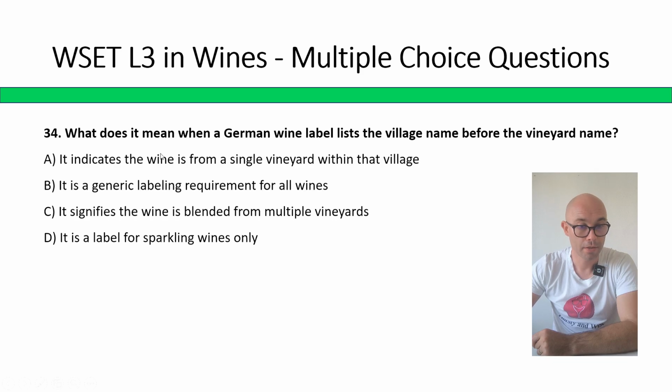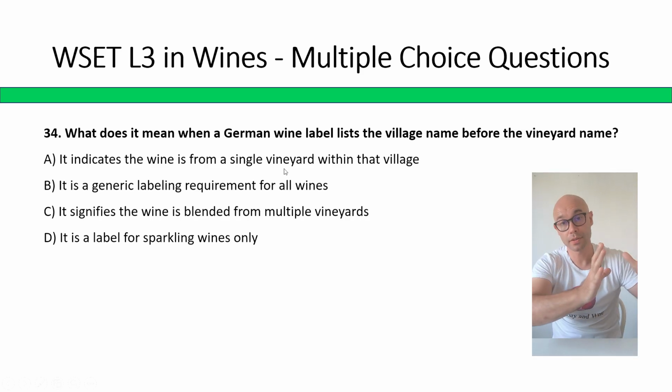What does it mean when a German wine label lists the village name before the vineyard name? It indicates the wine is from a single vineyard within that village. It is a generic labeling requirement for all wines. It signifies the wine is blended from multiple vineyards. It is a label for sparkling wines only. The correct answer is A. It indicates wine from a single vineyard within that village.